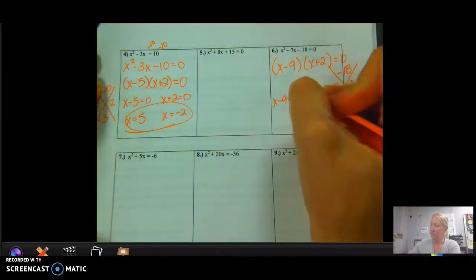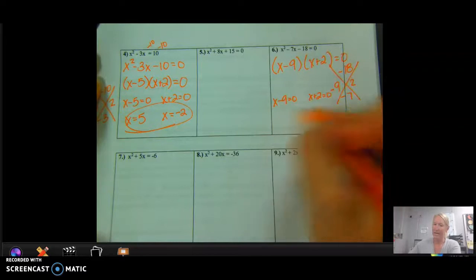X minus 9 equals 0. X plus 2 equals 0. Add 9 to both sides, so I get x equals 9. Subtract 2 from both sides, and x equals negative 2.